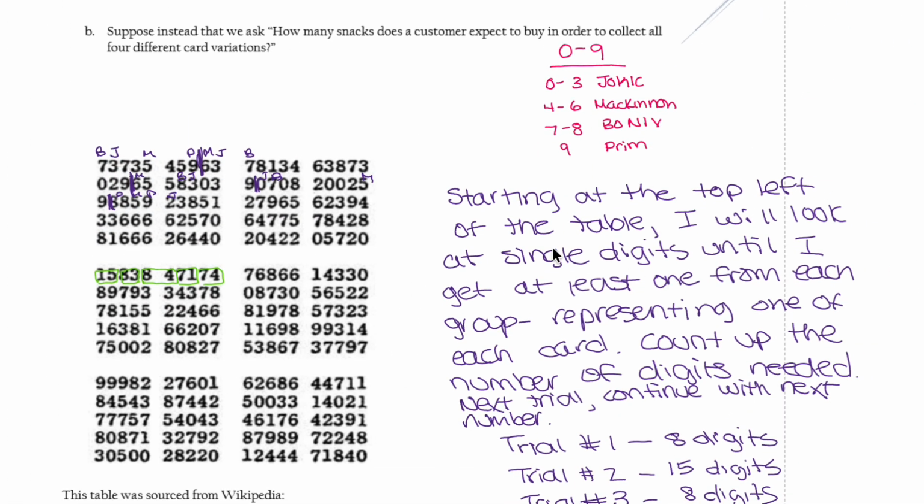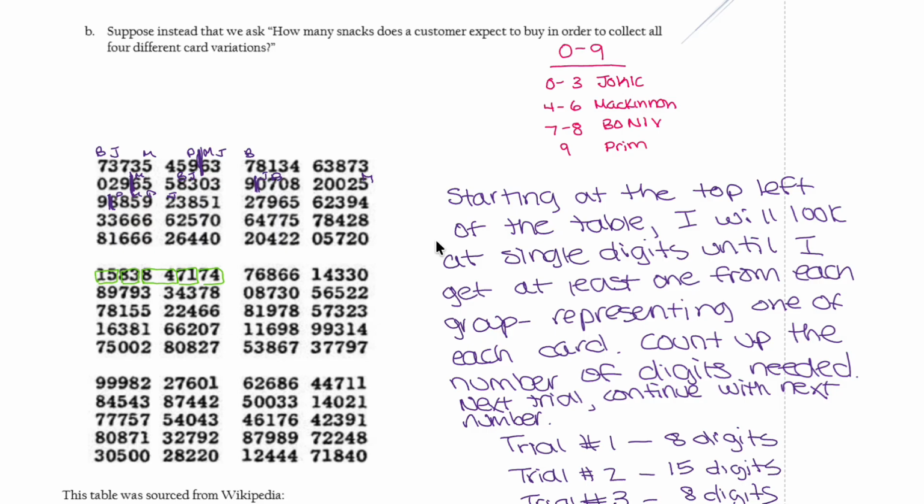Now the question changes. How many snacks do we need to get all 4 cards? Step 1 is the same digit assignment. We still use 0 to 3 for Jockey, 4 to 6 for Machion, 7 to 8 for Bonix, and 9 for Prime. A new stopping rule is used. Now we keep reading digits until we get all 4 types. So count digits used. For example, you read digits one by one until you've seen all cards. Count how many digits that took.